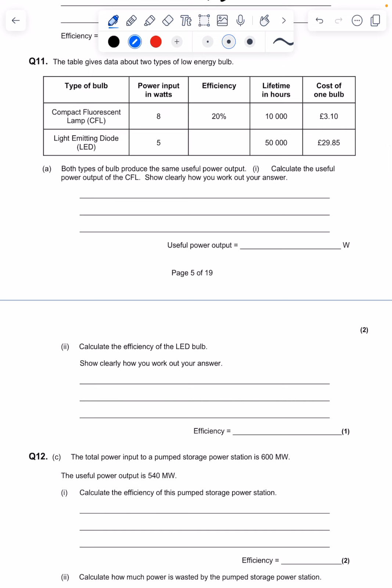Question 11 here, it says both types of bulbs produce the same power output. Calculate the useful power output of the CFL. So here's the CFL. Alright, so what have we got here? Well, we've been given our power input, so that's what goes in, and we've been given our efficiency. So our efficiency equals useful divided by our total.